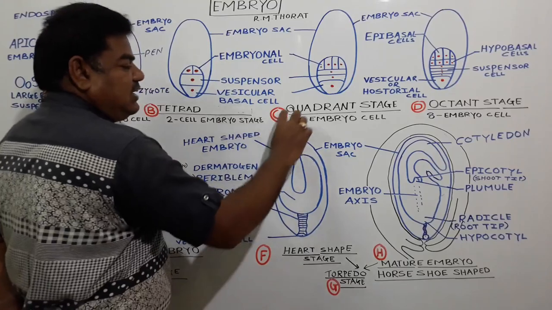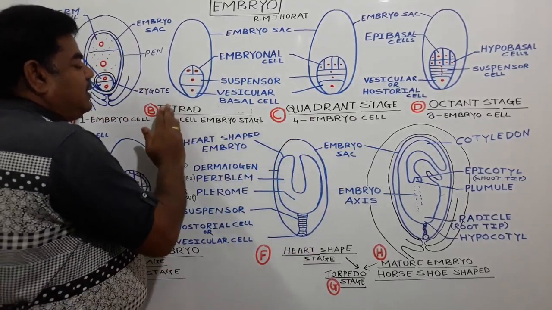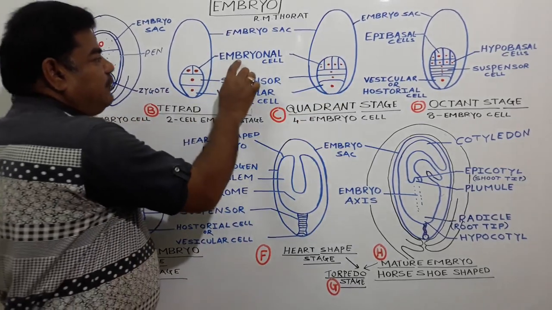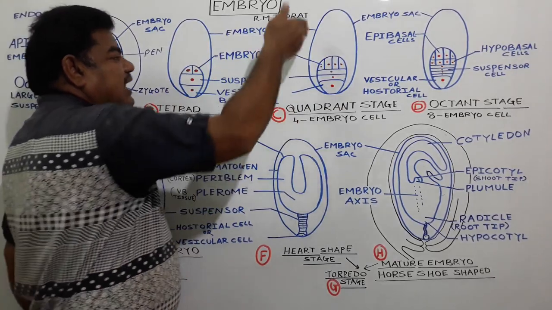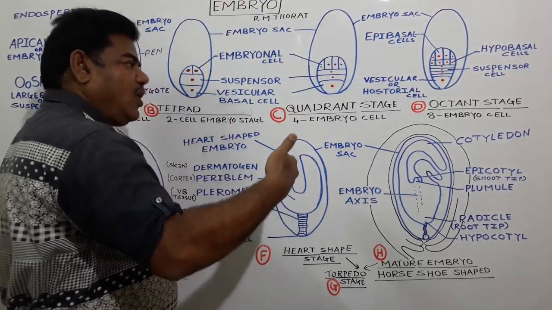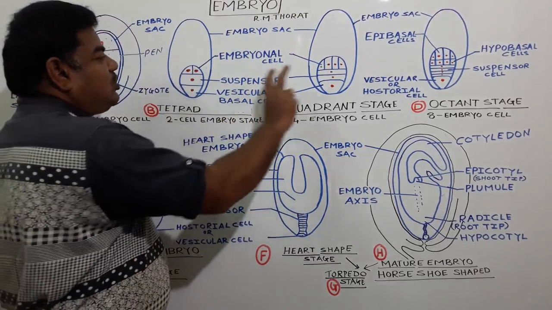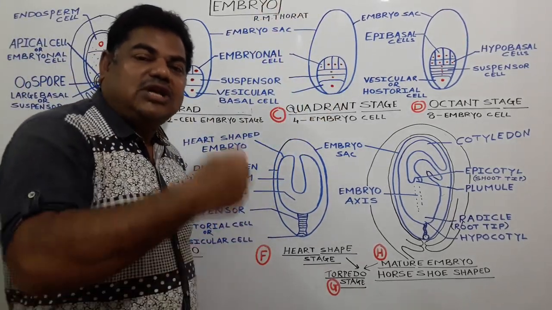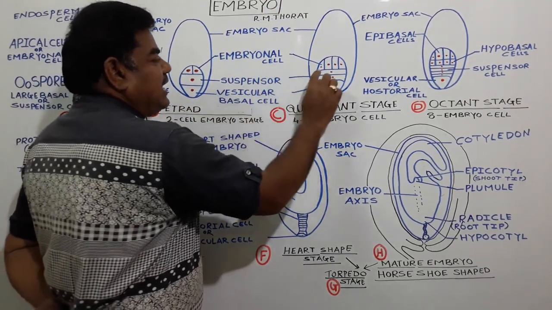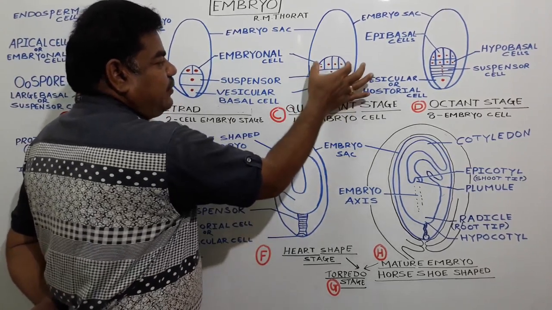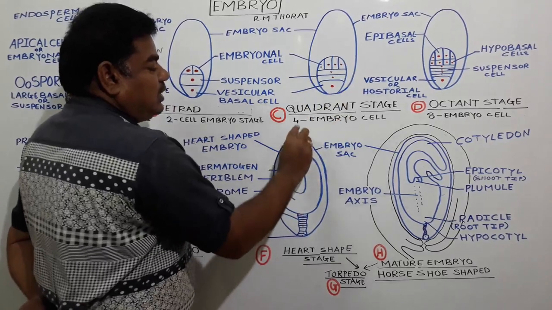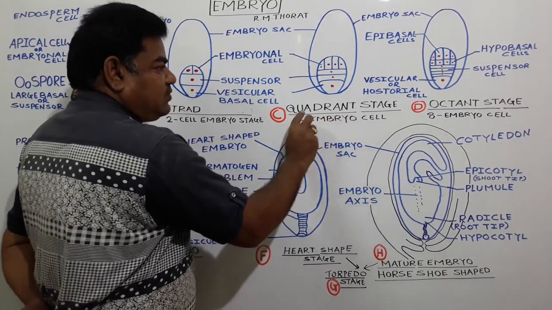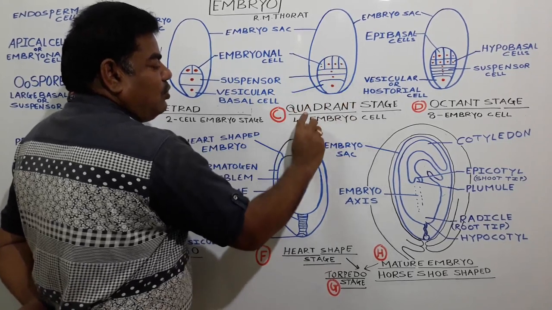Now in the C stage, after this B, the two cell embryo stage, we will see which event takes place next. This embryonal cell again divides vertically, or longitudinally, into four cells, 1, 2, 3, 4, and they are arranged like this. Now these are four embryo cells. This stage we call a quadrant. Quadrant means four: 1, 2, 3, 4.